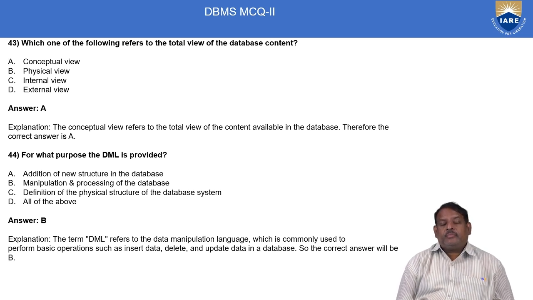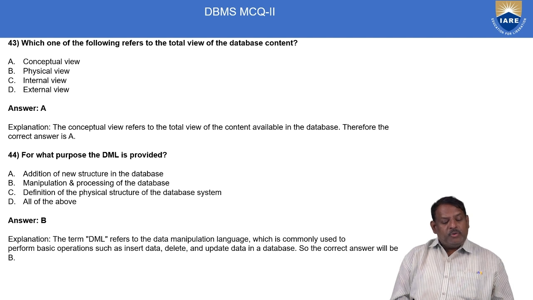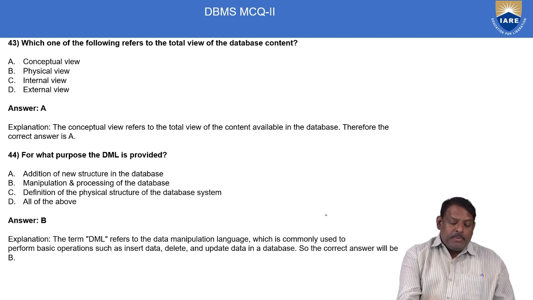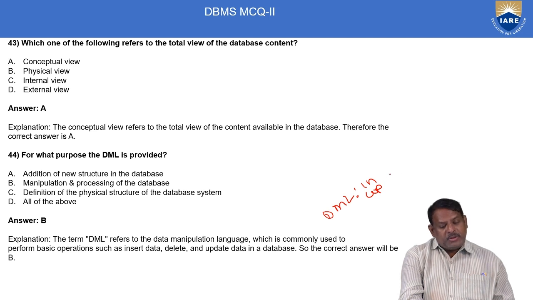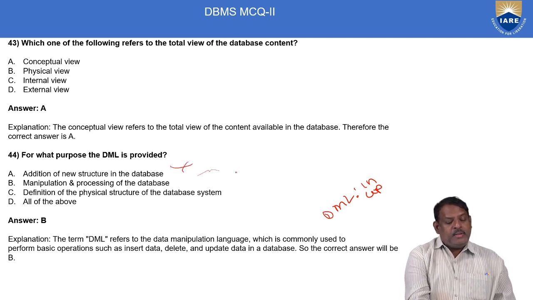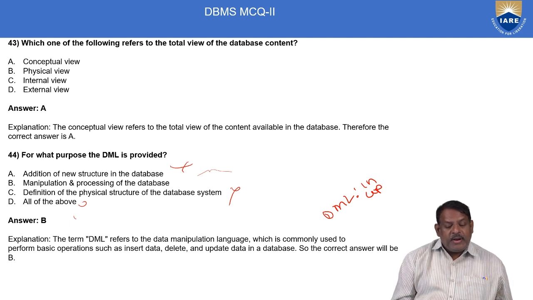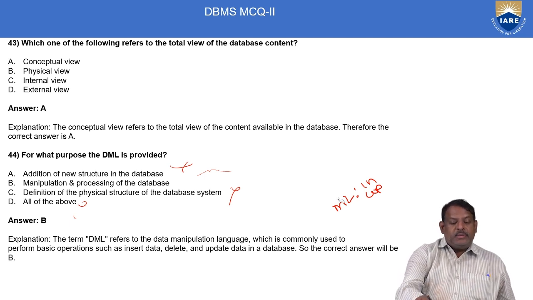For what purpose is the DML provided? Addition of new structure? We know DML means data manipulation language: insert, update, and delete. So it is not adding a new structure. Manipulation of processing the data. Definition of physical structure, that is no. So the first is not true, the second is correct, the third is not true, and the fourth is also not true. Data manipulation language is the manipulation of the processing of the data. So the answer is D.